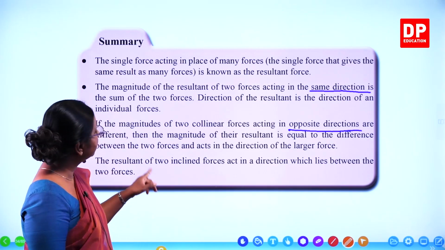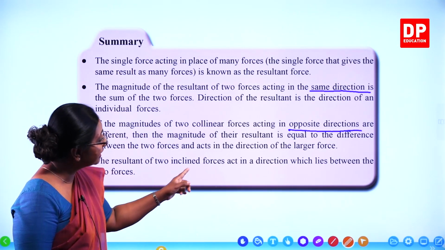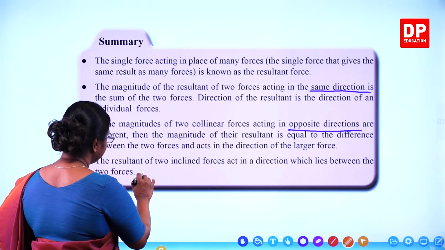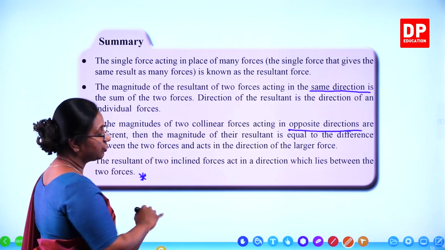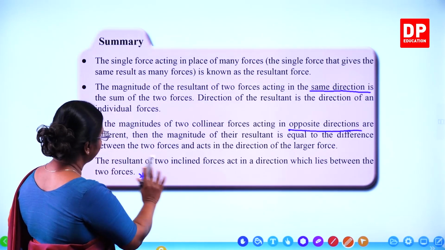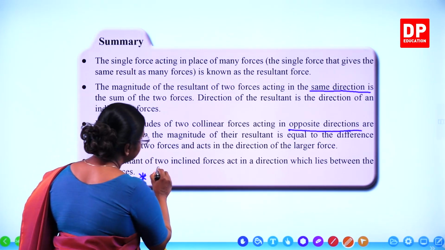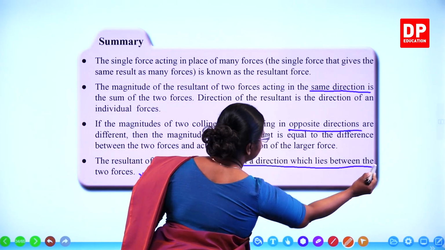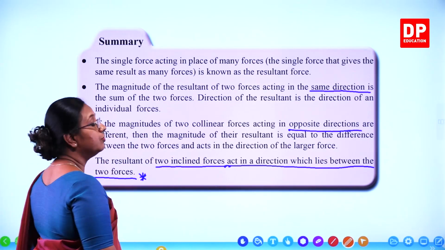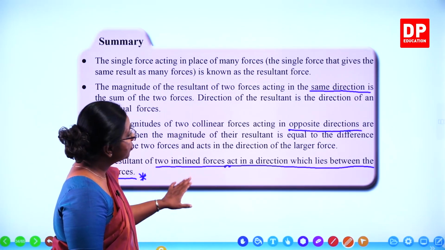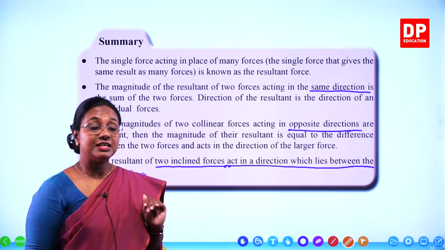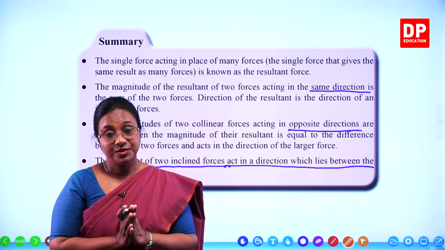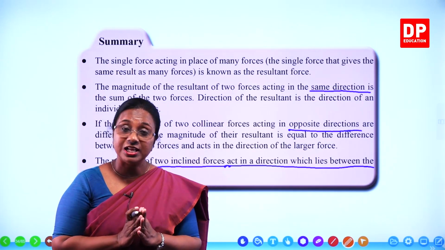Then the resultant of two inclined forces acts in a direction which lies between the two forces. This is important. I told you there is no calculation related to this, but you have to remember that the resultant of two inclined forces acts in the direction which lies between the two forces. So those are the different instances where you need to understand resultant forces. I am sure you have understood the lesson well.